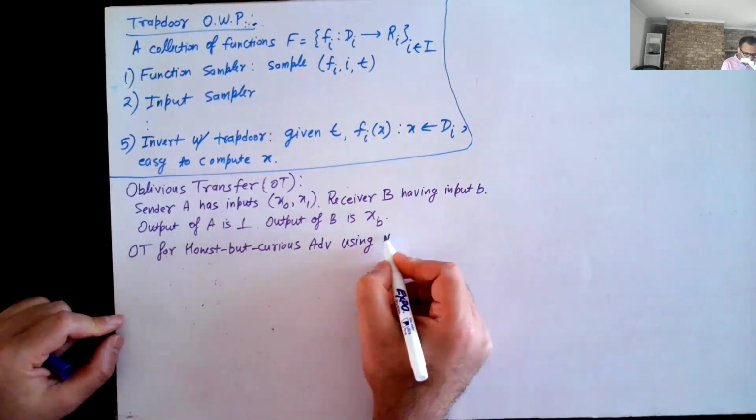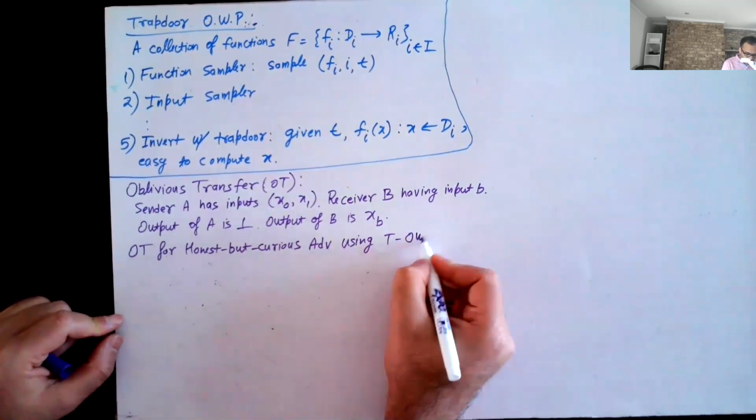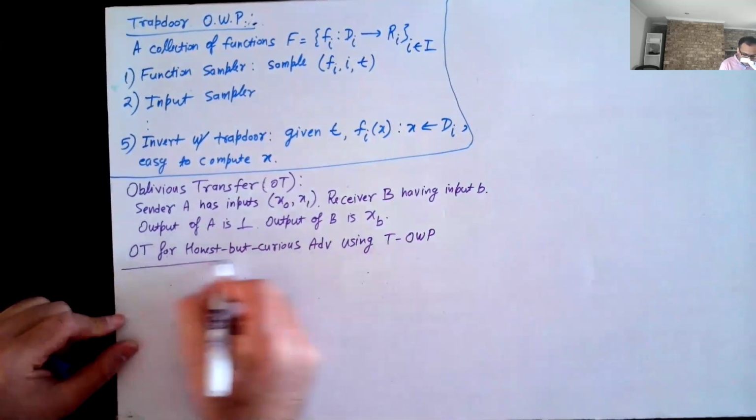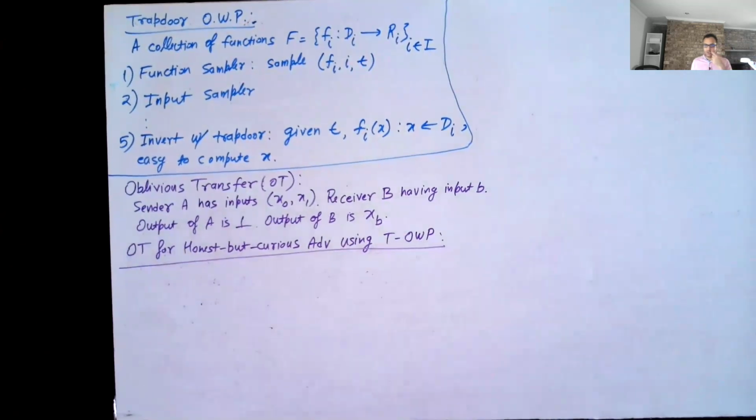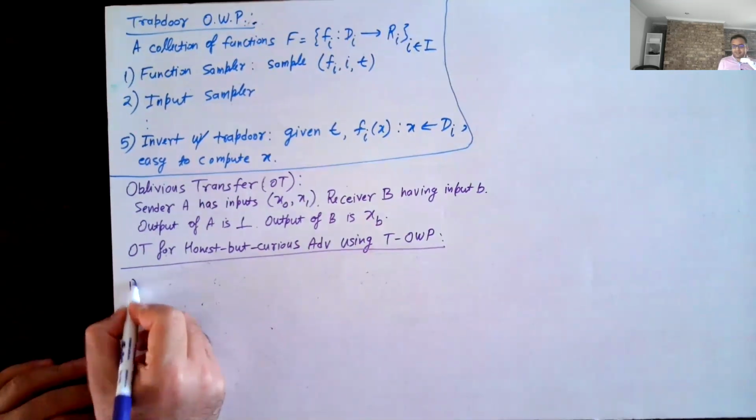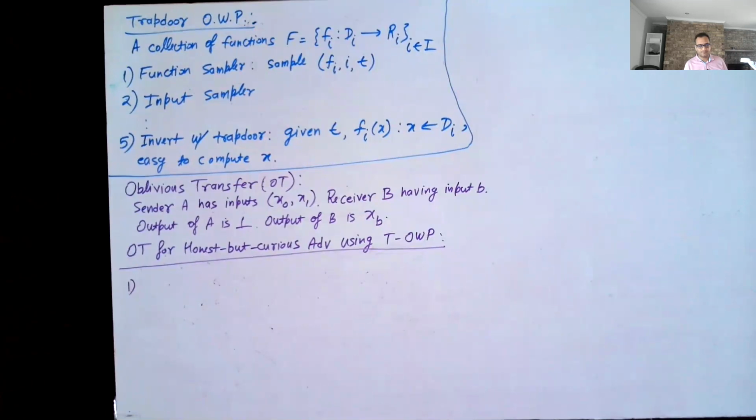And we will use trapdoor one-way permutations. And we will also end up using hardcore bits. It's a one-way permutation, so obviously it has a hardcore bit associated with it. So our protocol will run in 3 rounds.